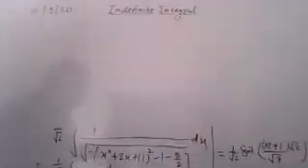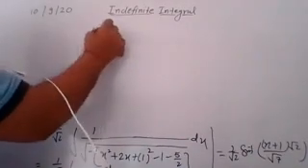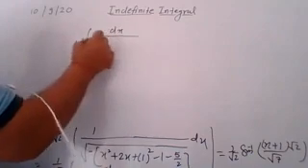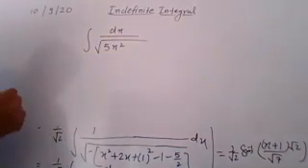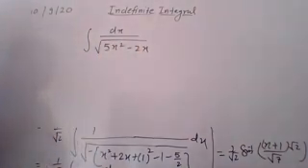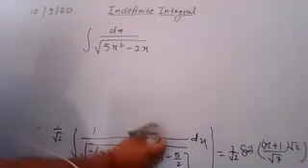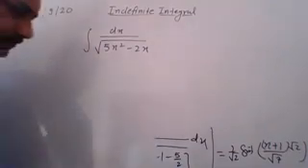The same type of question is also here. Integration of dx upon under root, you write here 5x square minus 2x. You have to find its integration. So yes, you apply the same process here. Come on, try, beta, quickly.